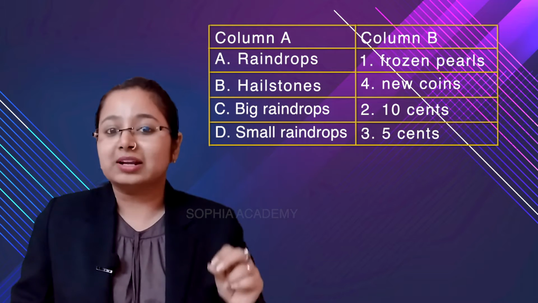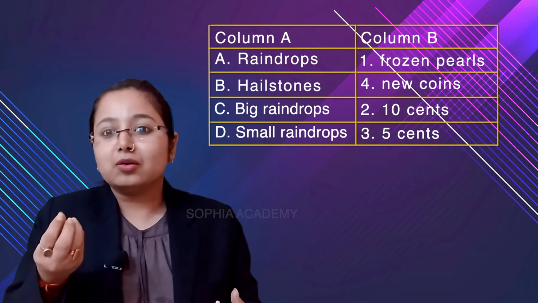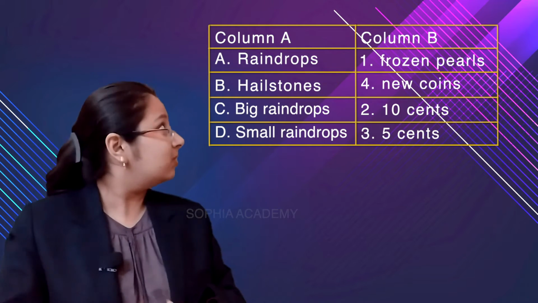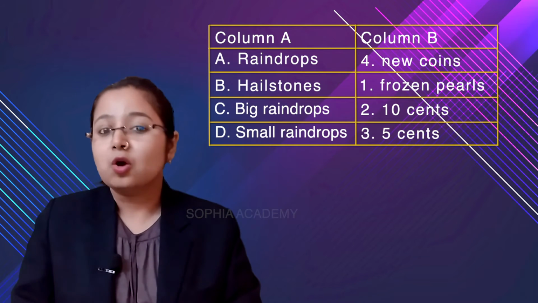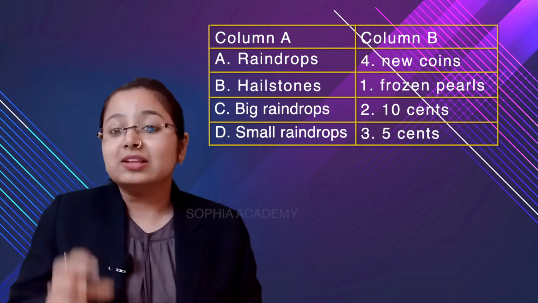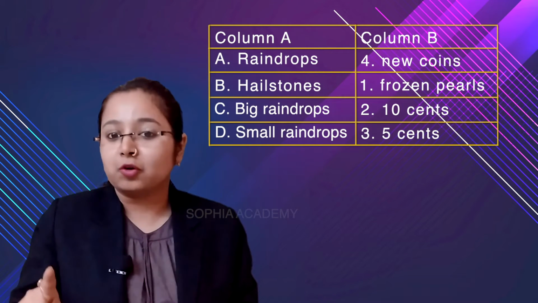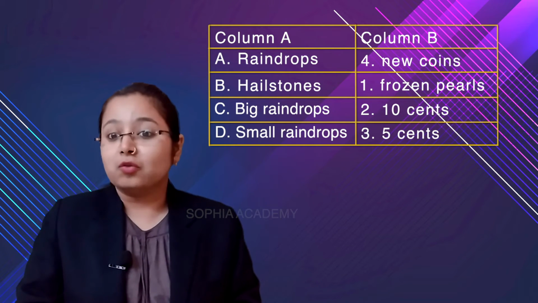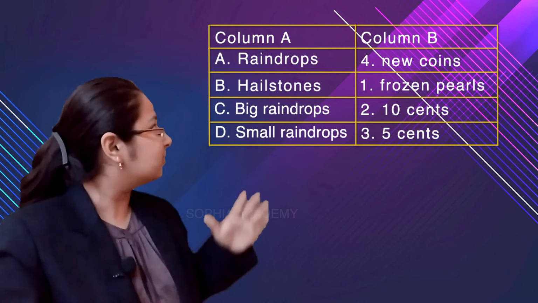Then there are 2 more, that is raindrops and hailstone. Hailstone means frozen pearls. It was like a pearl, a frozen pearl. So B will go with first one, and what is remaining? Only A is remaining. So raindrops is called new coins by Lencho. So A will go with fourth. That means A will go with fourth, B will go with 1, C will go with second and D will go with third. So with this you can easily identify your answer and tick the correct option.